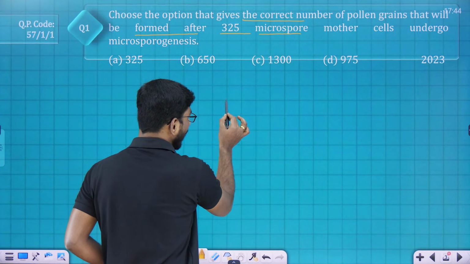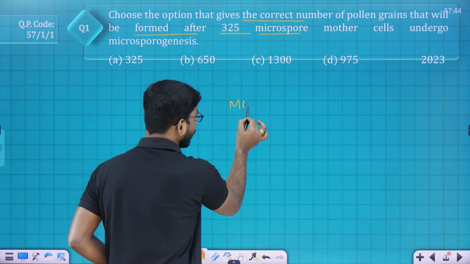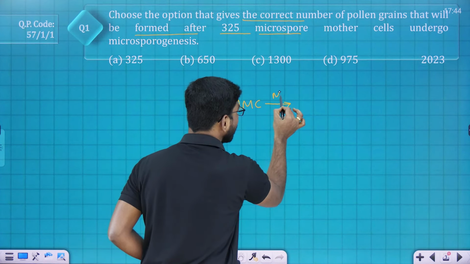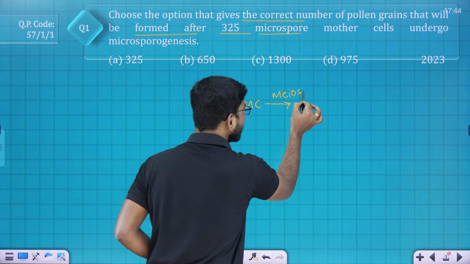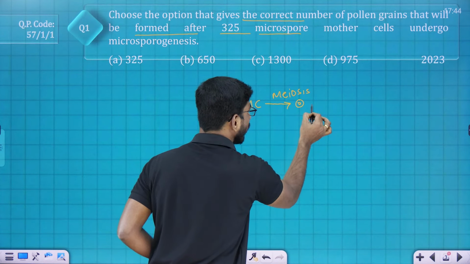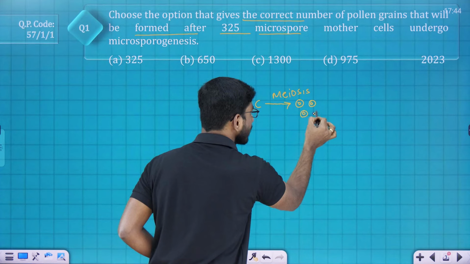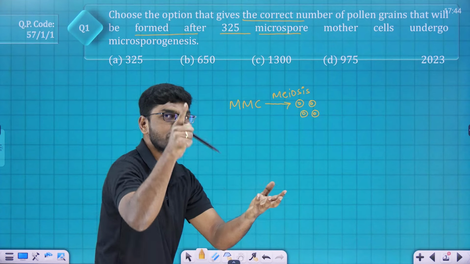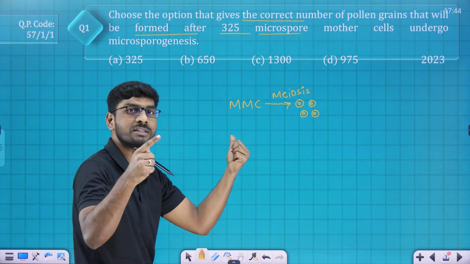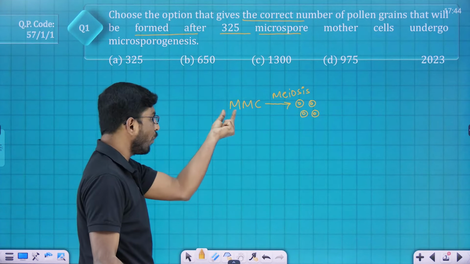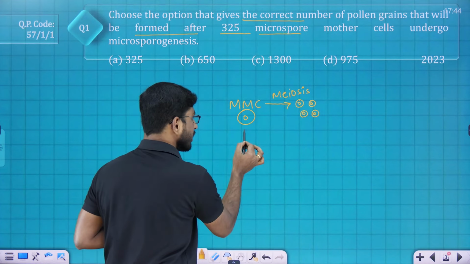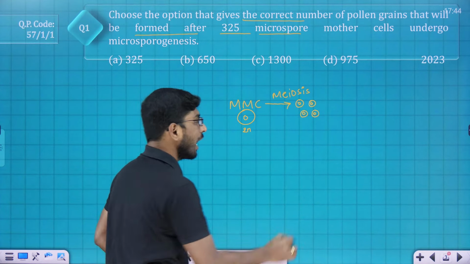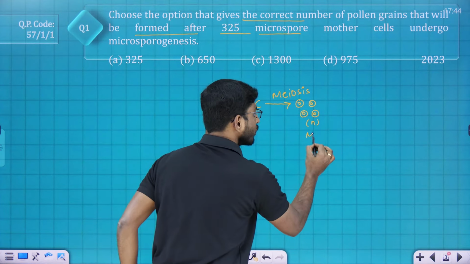We know each one mother cell, MMC. What is the MMC full form? Microspore mother cell. One microspore mother cell after meiosis division, how many daughter cells will it form? 4 daughter cells. These 4 daughter cells become what? Microspores. Formation of microspores from the microspore mother cell is called microsporogenesis. So one microspore mother cell, which is diploid, undergoes meiosis division and gives 4 haploid microspores.